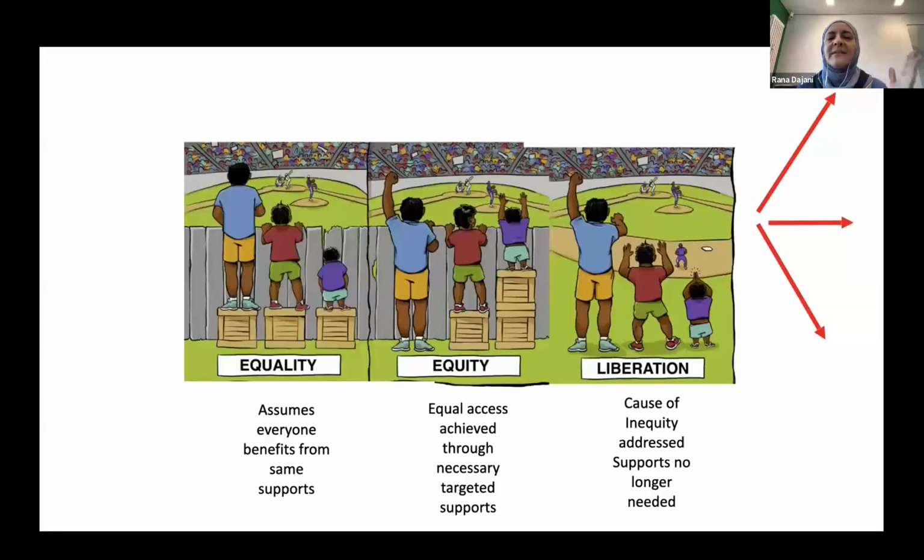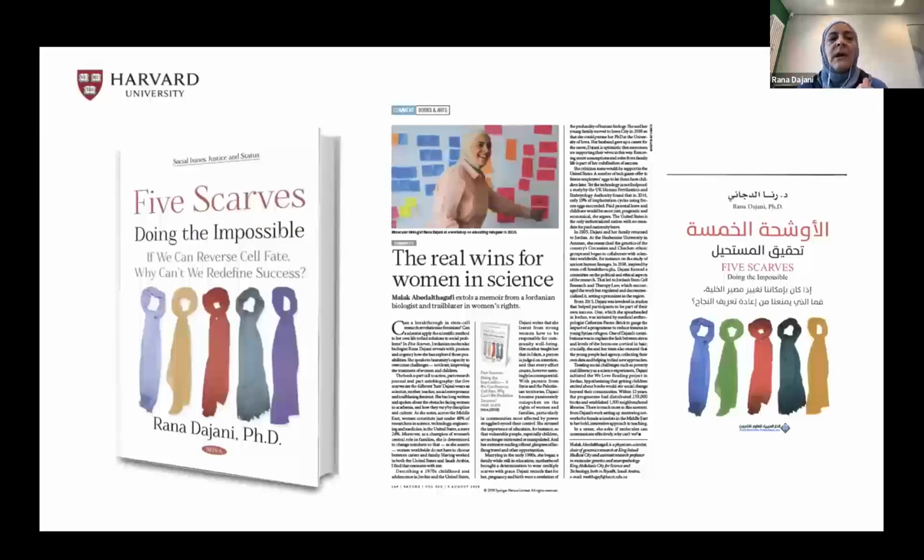So we go from equality to equity to liberation to finally freedom to choose what they want. And so how do we do that, right? Well, this is really nice, but Rana, what do we do practically if we go home after this webinar? So I'm going to give some solutions. One, we need more role models. And we need to write our stories.